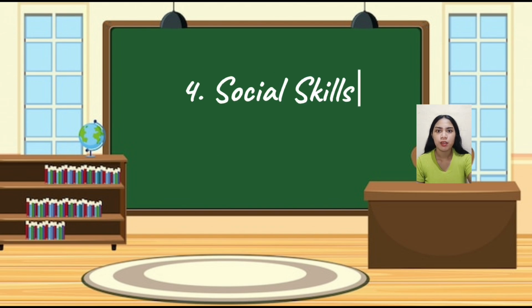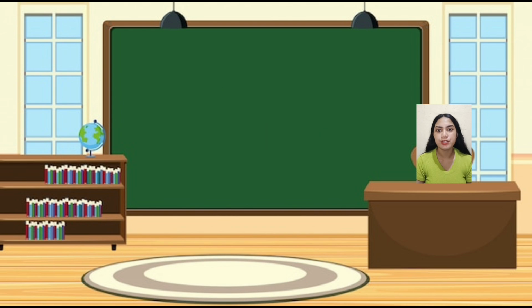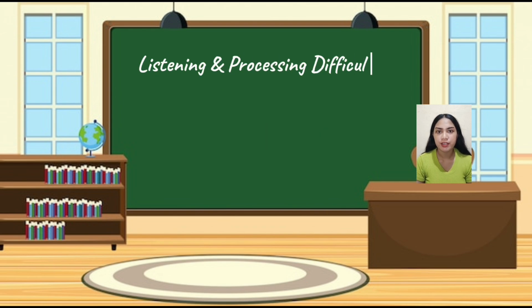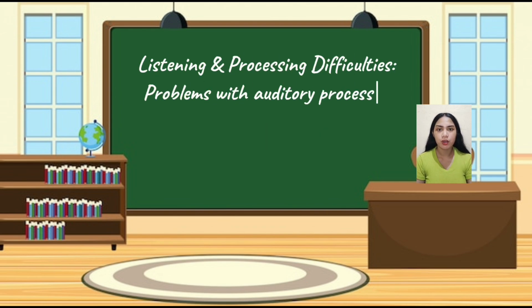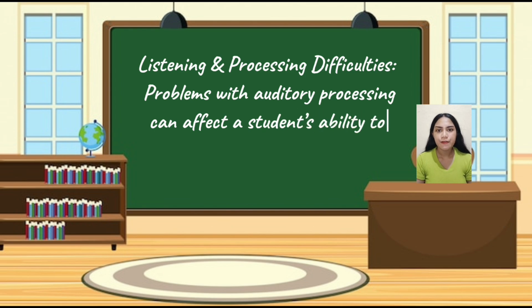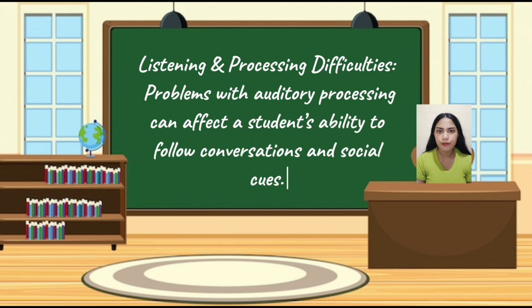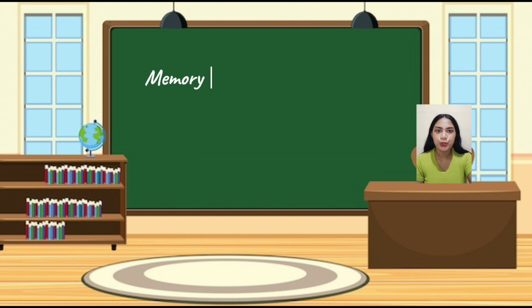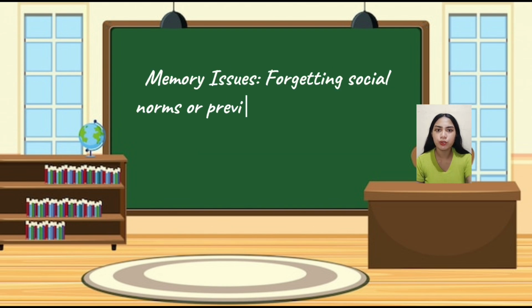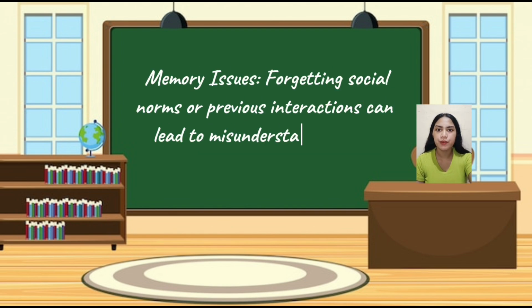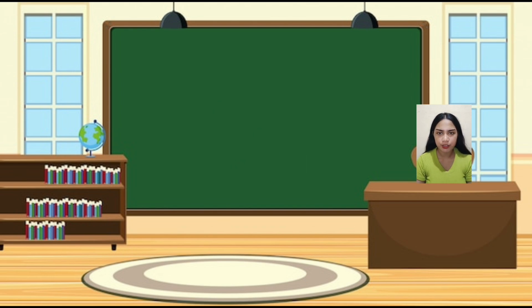Fourth, social skills challenges: listening and processing difficulties. Problems with auditory processing can affect a student's ability to follow conversations and social cues. Memory issues: forgetting social norms or previous interactions can lead to misunderstandings and conflicts.